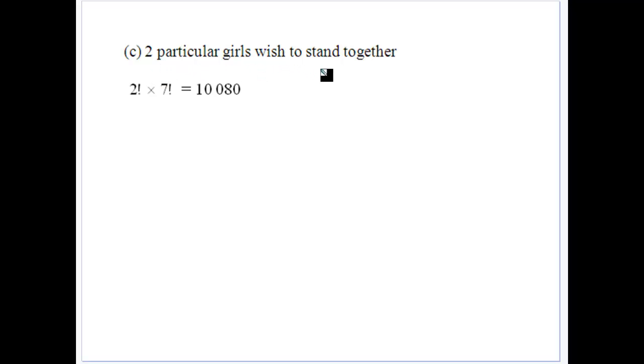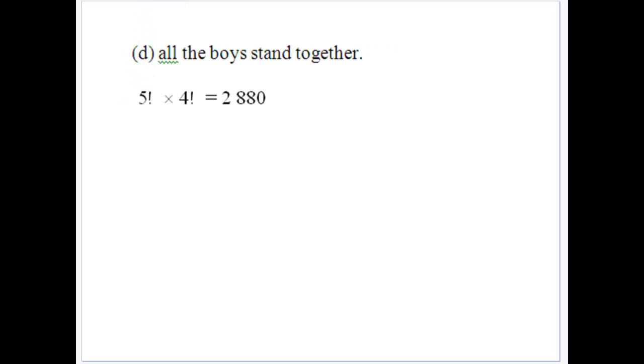If 2 particular girls wish to stand together, well, again, treat those 2 girls as one unit. So that means altogether we could have 7 people standing in line, but those girls can be arranged in 2 factorial ways. They can be in a group that's either A's next to B or B's next to A in any particular order, so that's why it's 2 factorial.